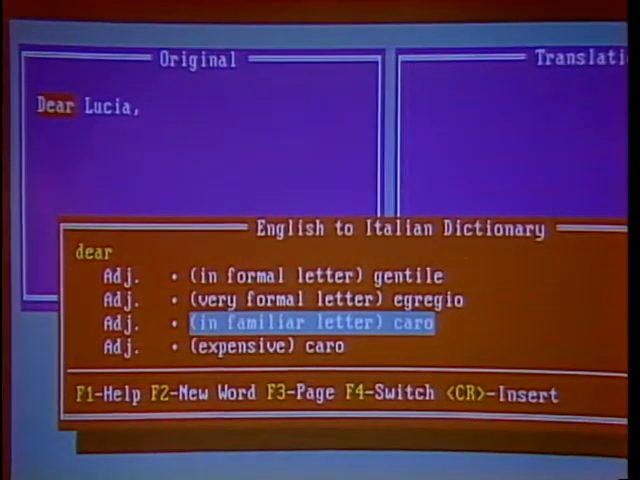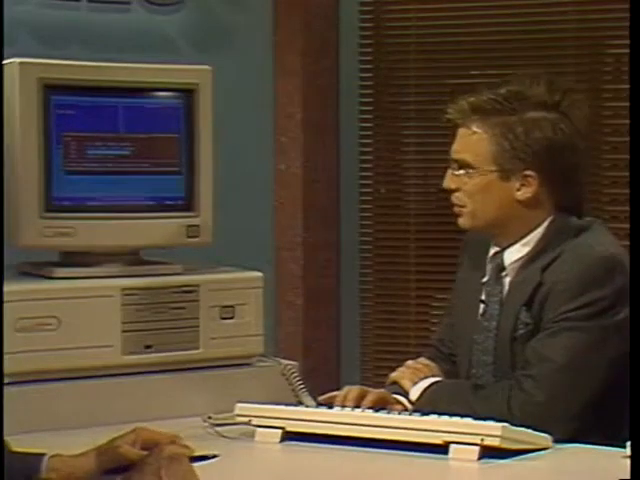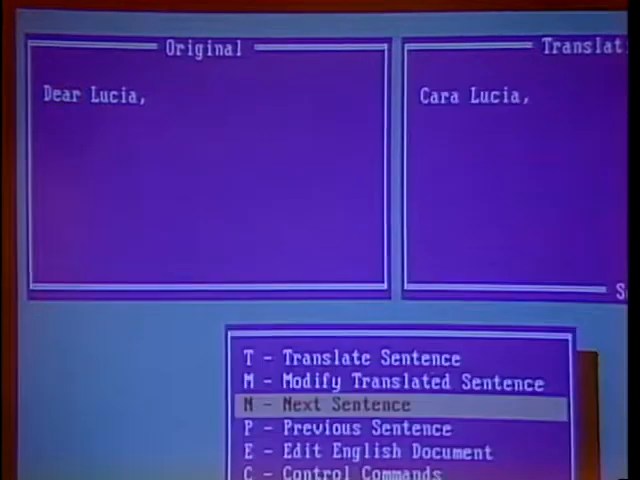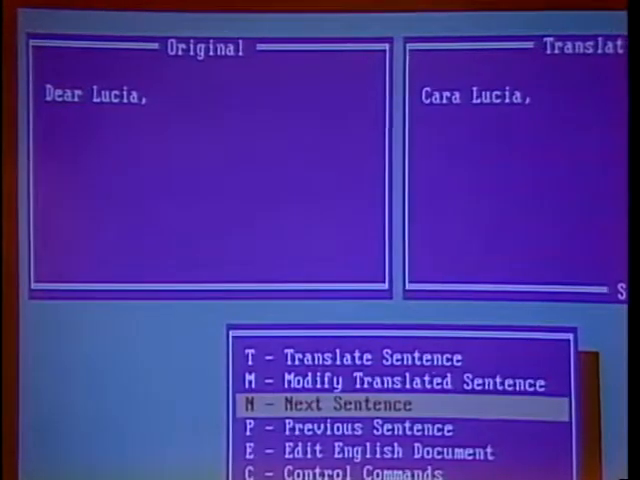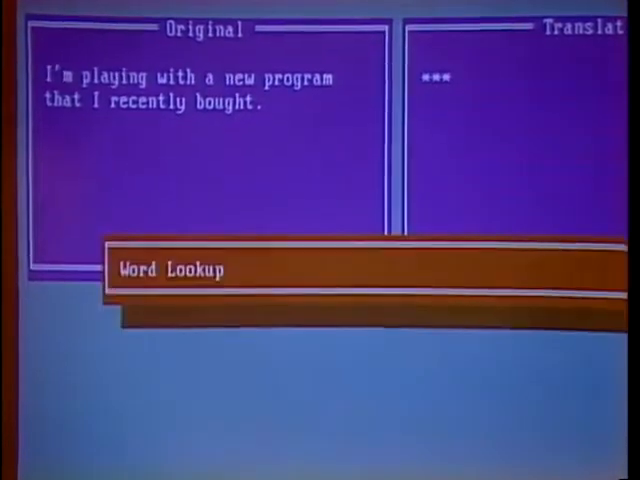So if the program isn't sure, it asks you for advice. The technical word for this is disambiguation. Okay. So we're going to choose caro. It knows that Lucia is a woman, so it makes the adjective for dear correct for that.